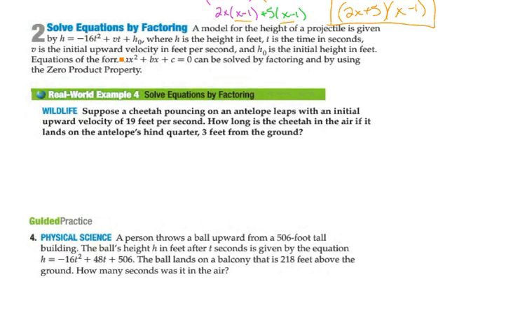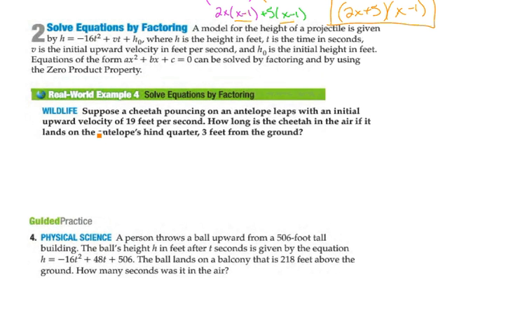Okay, notice how we can actually write that in a quadratic equation. So with that formula in your mind, suppose a cheetah pouncing on an antelope leaps with an initial upward velocity of 19 feet per second. How long is the cheetah in the air if it lands on the antelope's hindquarter 3 feet from the ground?